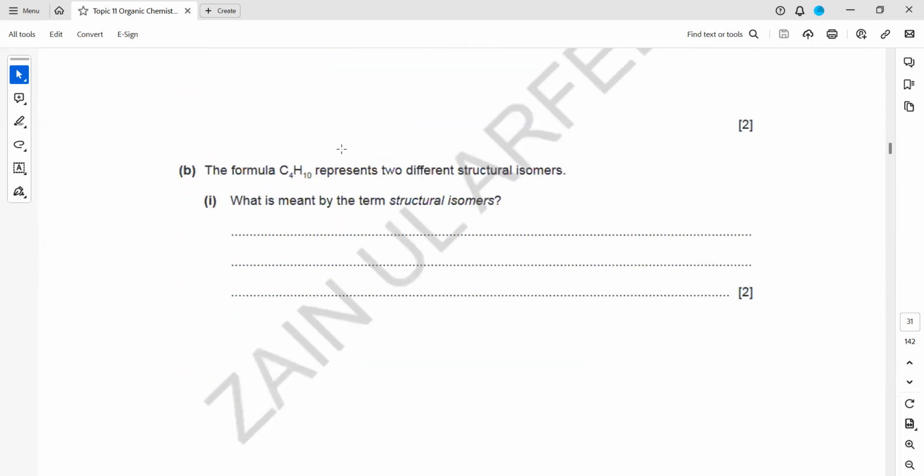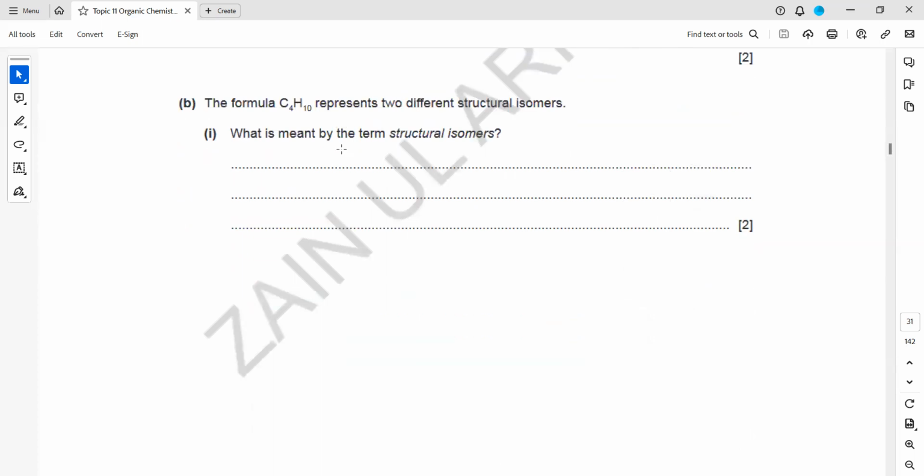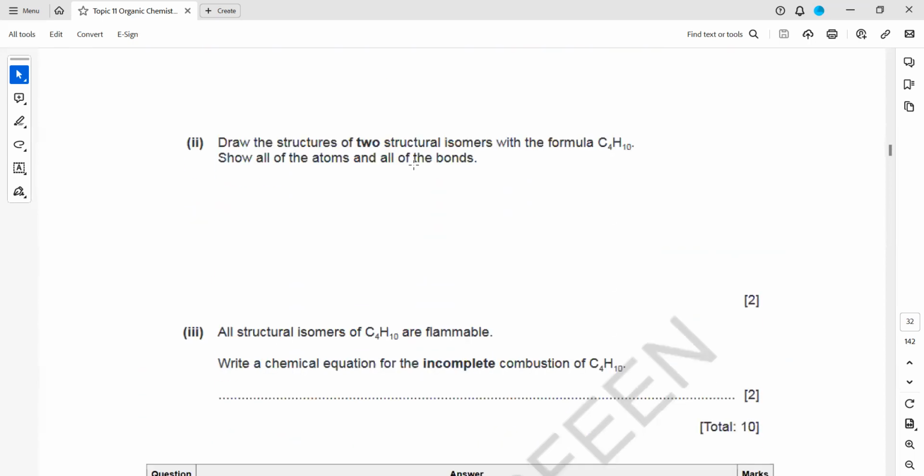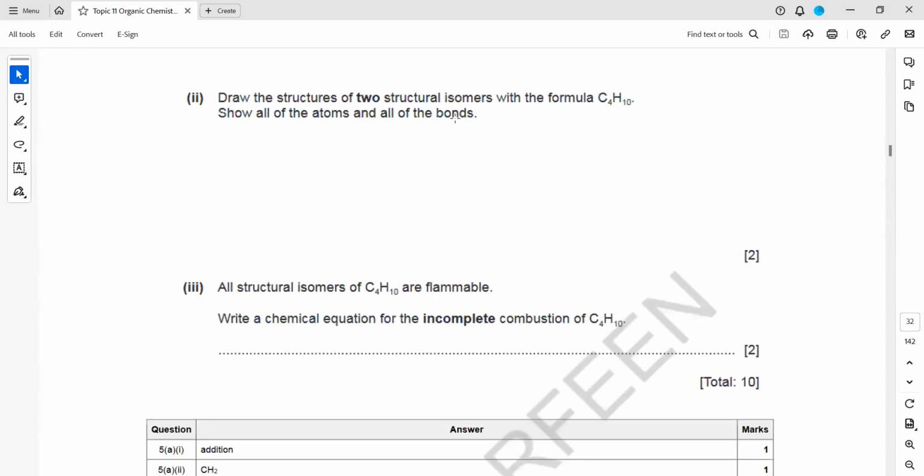The formula C4H10 represents two different structural isomers. What is meant by structural isomers? So the definition of structural isomer: they have the same molecular formula, but they have different structures. So same molecular formula and different structure, we call them structural isomers. Draw structures of two structural isomers of C4H10, and we have to show all the bonds and all the atoms.